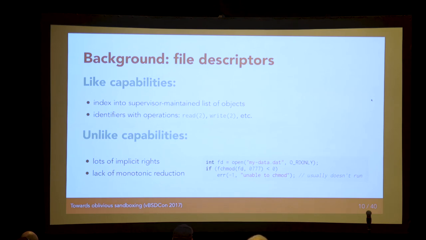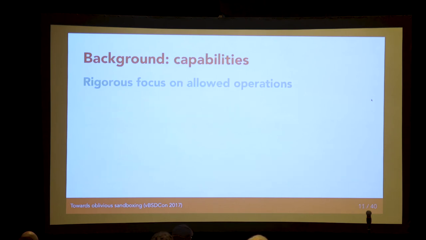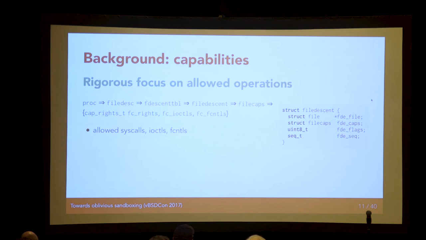So there's a lack of monotonic reduction. You can't take a file descriptor and say, here's another file descriptor that's exactly like this one, except now you're allowed to do one less thing with it, or it's been restricted in some specific ways. That's where capabilities come back. Capabilities in Capsicum provide a rigorous focus on the things you're allowed to do with a file descriptor. So a capability is a file descriptor, but it's a file descriptor that we have limited in additional ways.